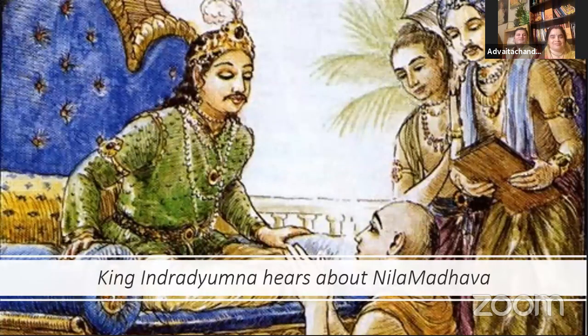So once there was a king. His name was King Indradyumna. He was a great devotee of Lord Vishnu. He was very, very eager. He wanted to meet Krishna face to face. So one time, by the arrangement of the Lord, a devotee arrived at the court of King Indradyumna. And in the course of discussion, he began to talk about an incarnation of Lord Vishnu named Nila Madhava.